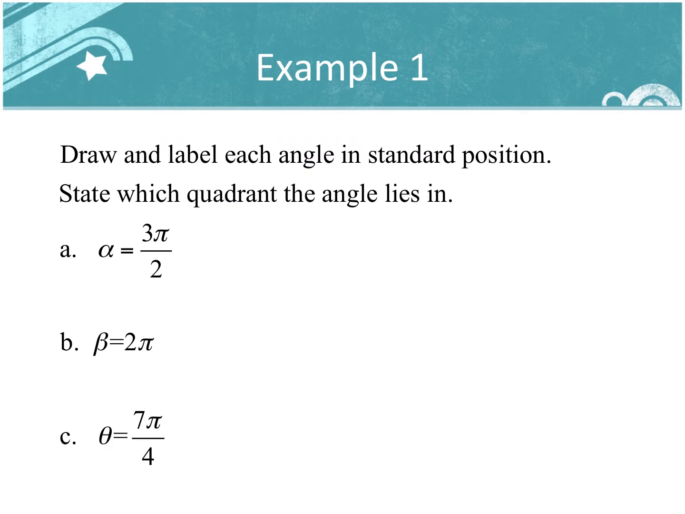All right, so this one says, draw and label each angle in standard position and state which quadrant the angle lies in. So first of all, you just want to start with your XY axis. It doesn't have to be a circle. And your initial side is always at the x-axis on the right. So if I wanted to draw that little thing is alpha. If I wanted to draw that, it's 3 pi over 2. Where's my terminal side go?